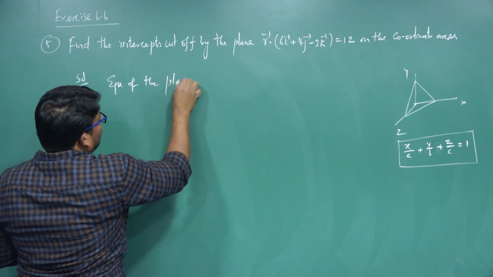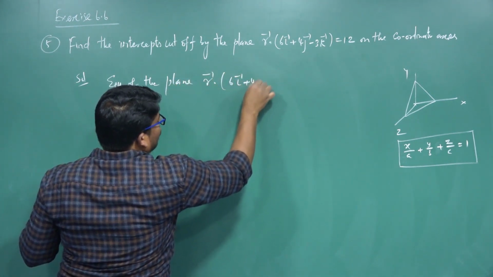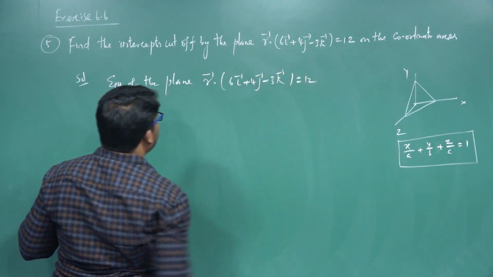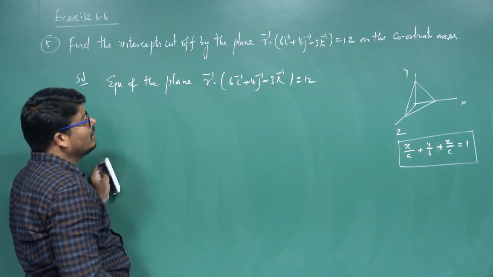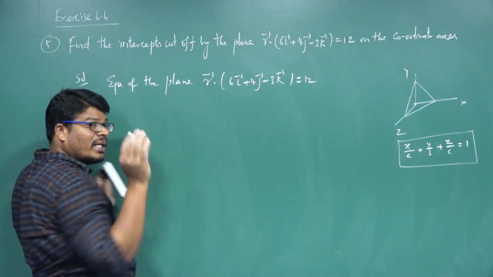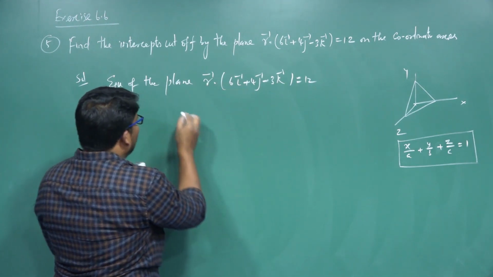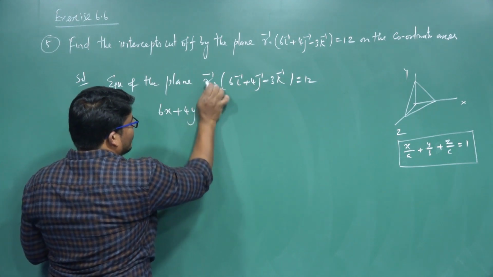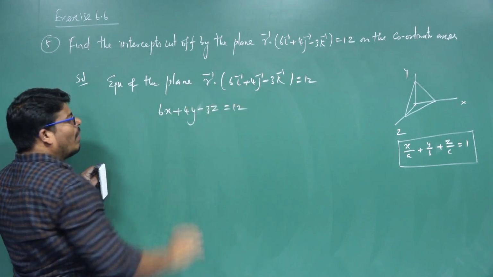The equation of the plane is r vector dot 6i vector plus 4j vector minus 3k vector equal to 12, that is the equation of the plane in vector form. Now write the equation of the plane in Cartesian form. Let r vector equal xi plus yj plus zk vector. Now substitute and multiply: 6x plus 4y minus 3z equal to 12 is the plane equation in Cartesian form.